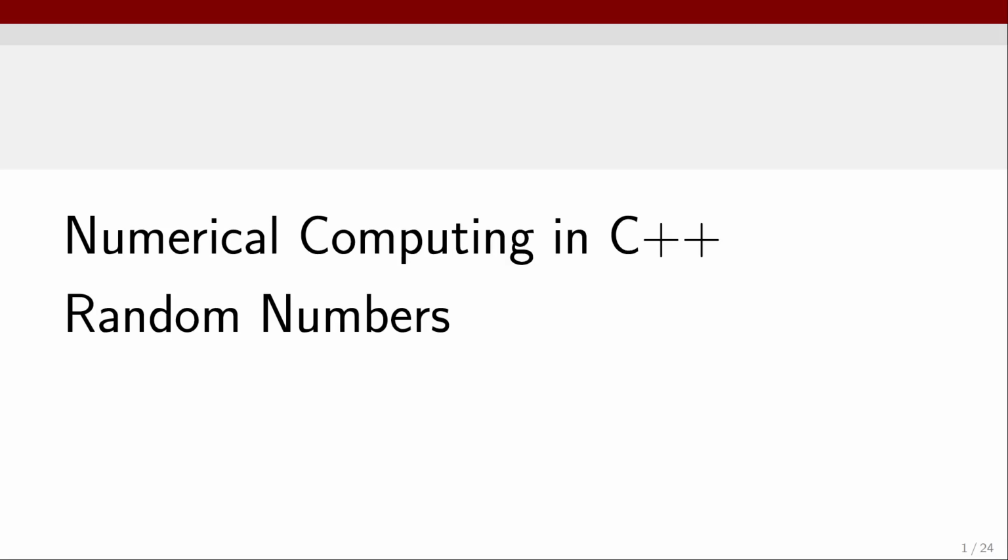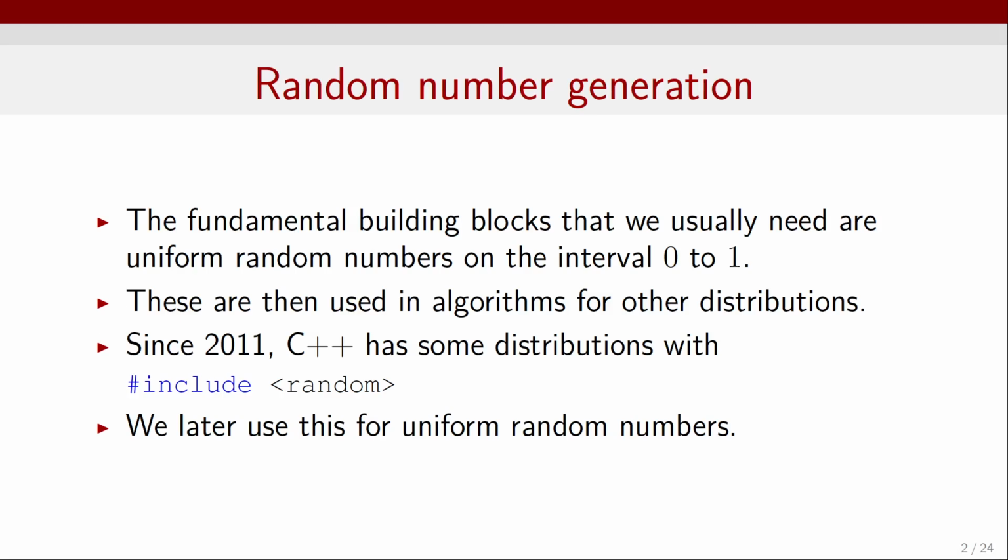In this video, we will talk about random numbers in C++. To generate random numbers, the fundamental building blocks that we usually need are uniform random numbers on the interval from 0 to 1. These are then used in algorithms for other distributions. Since 2011, C++ has some distributions in the library random that you can call using this command, include random.